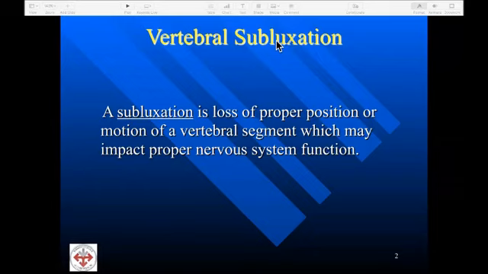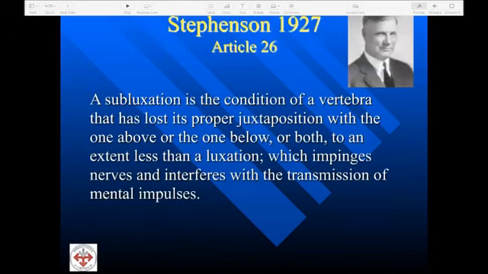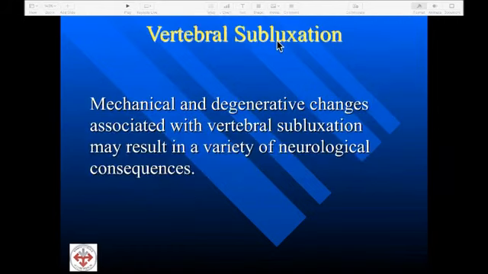Vertebral subluxation is a clinical condition where there's a loss of the proper position or motion of a vertebral segment, which may impact proper nervous system function. In 1927, Stevenson described the phenomenon as a condition of a vertebra that has lost its proper juxtaposition with the one above, the one below, or both to an extent less than a luxation, which impinges nerves and interferes with the transmission of mental impulses.